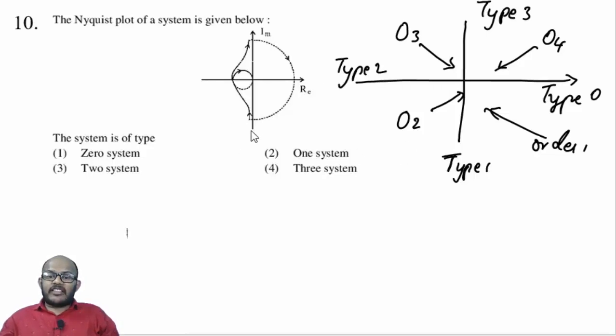Now the graph is starting from here, nothing but it is a type 1 system. Hence the suitable option that is going to follow is option 2 is correct.